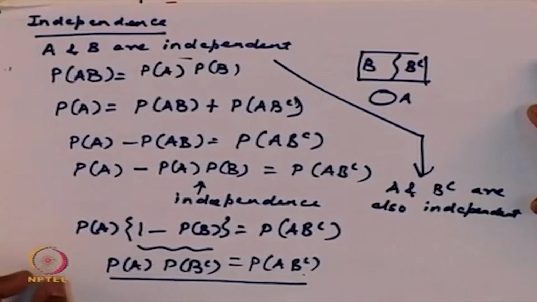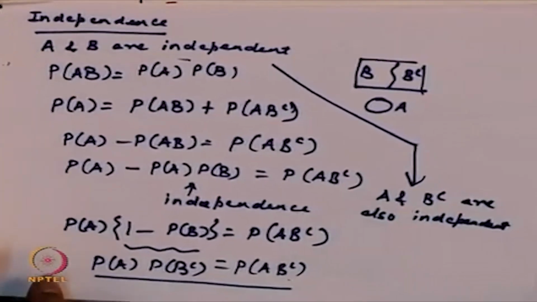So this completes our initial description of probability and conditional probability. I would next start with the concept of random variable.